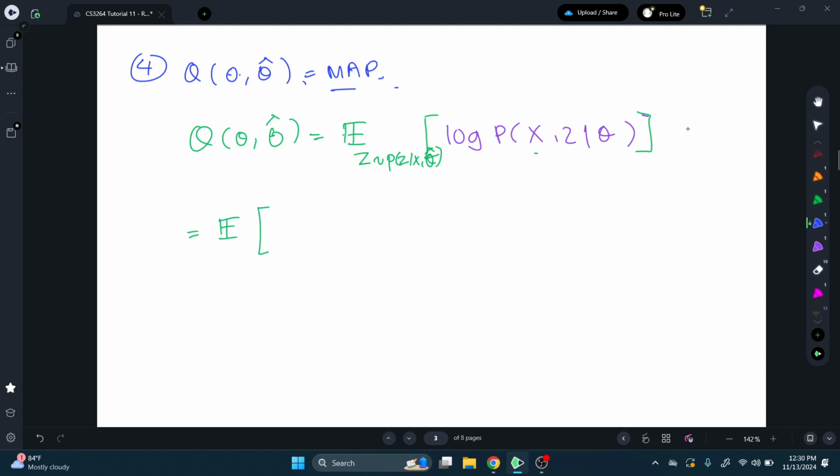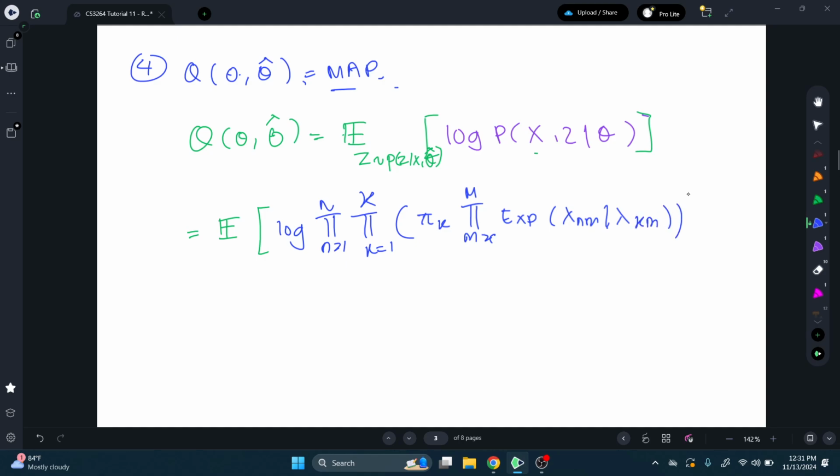So if I write down the log of p(x, z | theta), then you will notice that this will be the log of this product from n equals 1 up to capital N, k equals 1 up to capital K. Then this will be your pi k, small pi k, then the product of all the exponential distributions, raised to the power z of nk. Okay, so we are going to take the expectation of this.